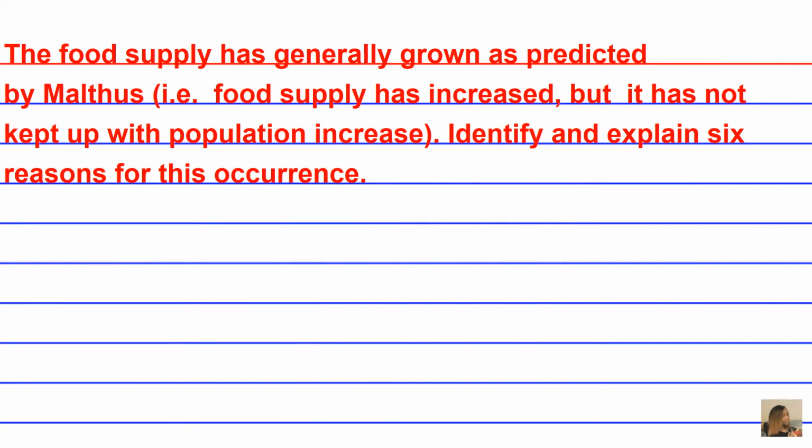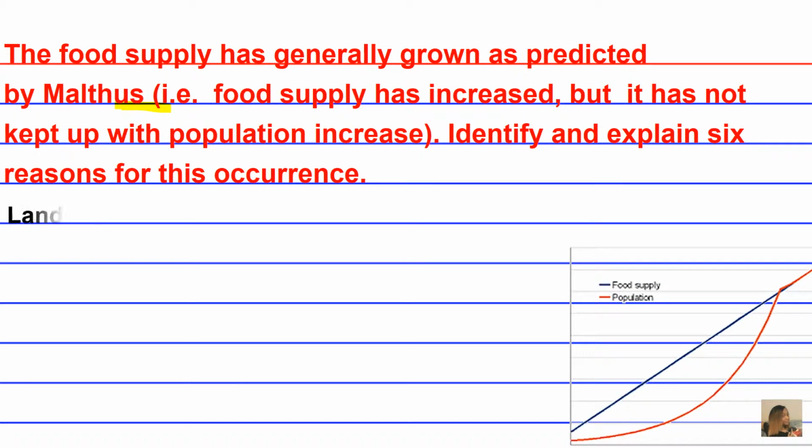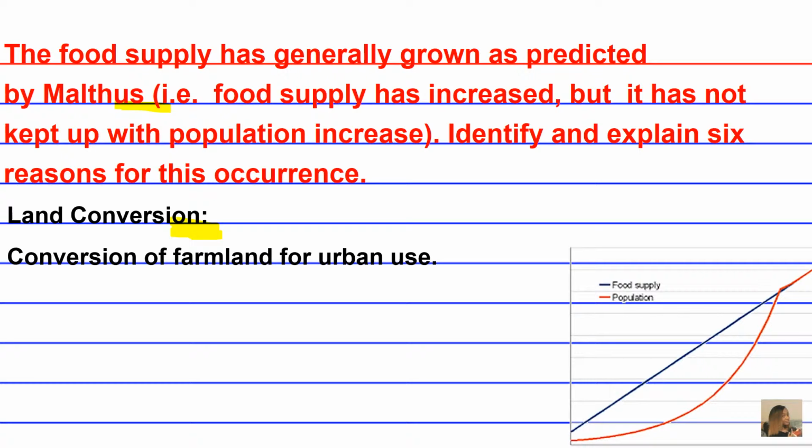A second reason for the food supply growing as predicted by Malthus is basically land conversion. But I'll give you a moment to think about the exact explanation. Well, when land is converted from farmland to urban use, you have a shortage of the food supply that will eventually result, leading to this point of crisis where the population is exceeding the food supply.